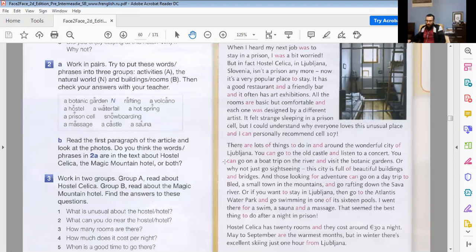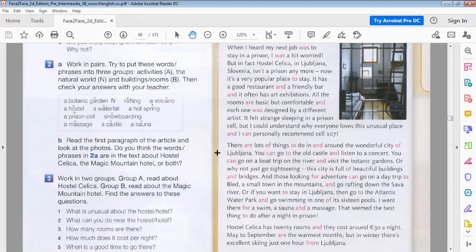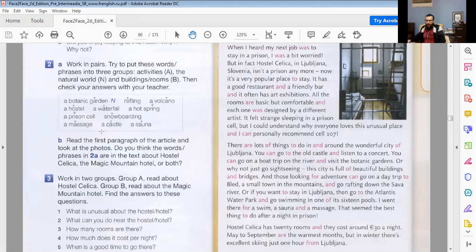Okay, I found one. You can tell me where it is. Our first go. Go to the old castle. Right. So go to the old castle. So here we used go for a place.